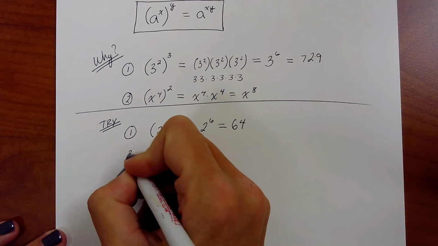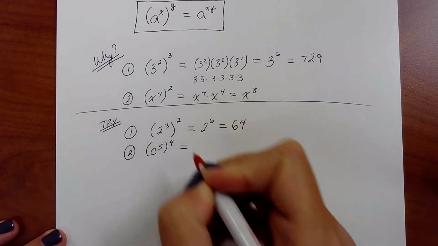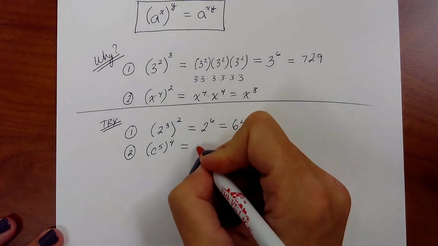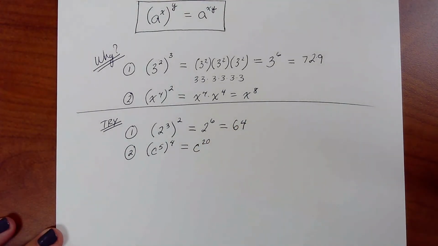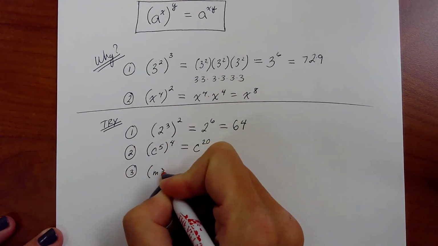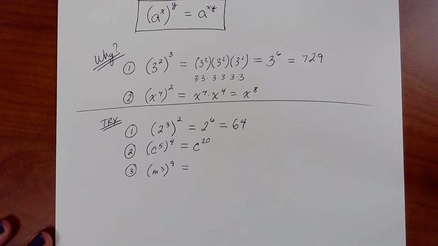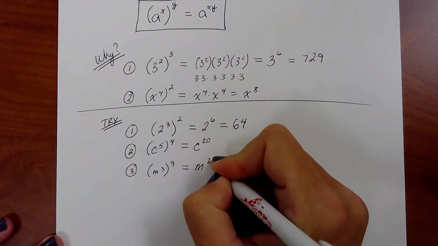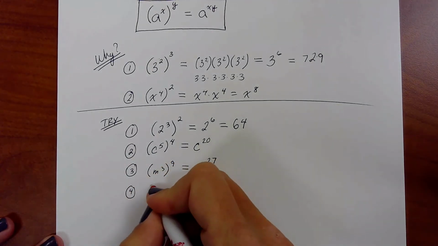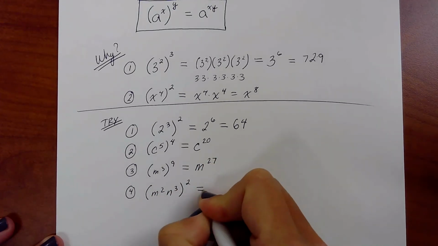But if it's just numbers, you should try to simplify it all the way. All right, let's do a variable here. C to the fifth, all to the fourth power. You could expand it out or use the law. That would just be C to the 20th power. Okie doke. How about M to the third, all to the 9th power? Hopefully you said M to the 27th power, and that's it. What if you have a couple things in there? What if it was M to the second, N to the third, all raised to the second power?